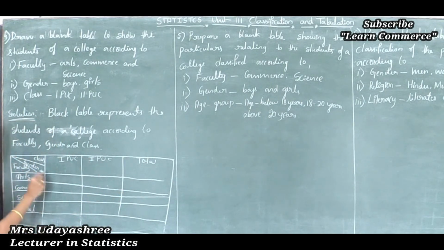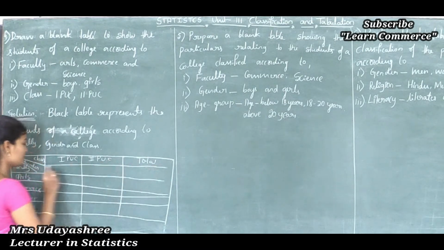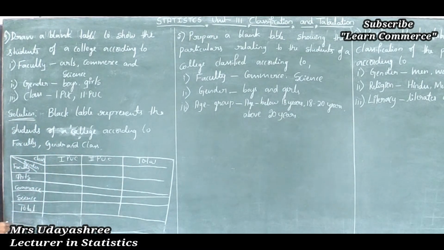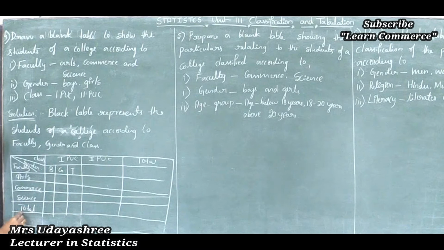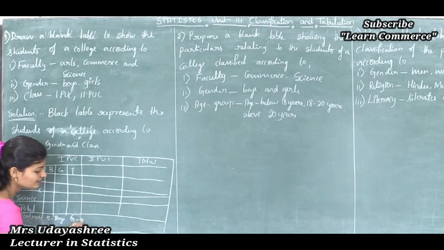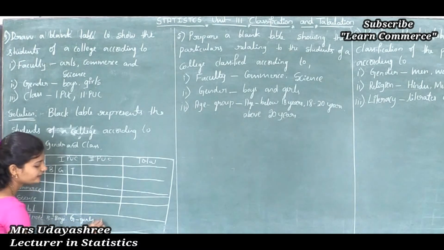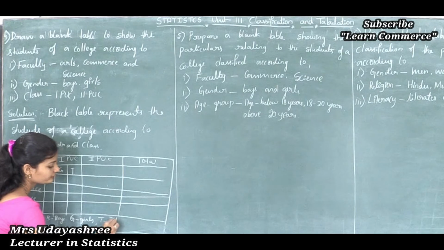Here the remaining classification is gender. The genders given are boys and girls. First, for first PUC, I will write the genders like this: boys, girls and total. Here B stands for boys, so I will write that in a footnote: B means boys, G means girls, and T means total.